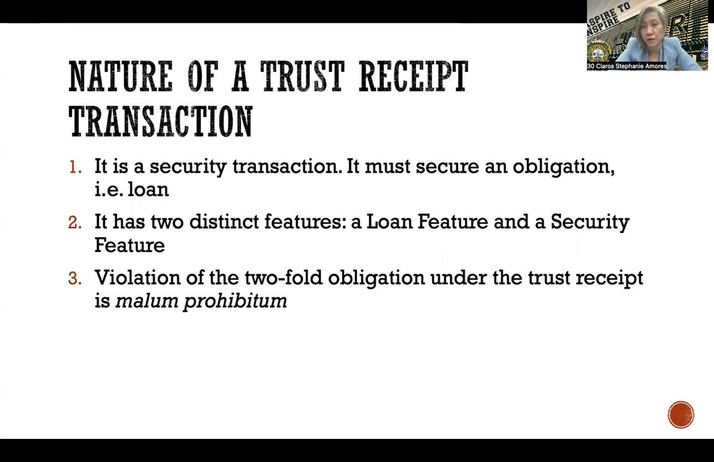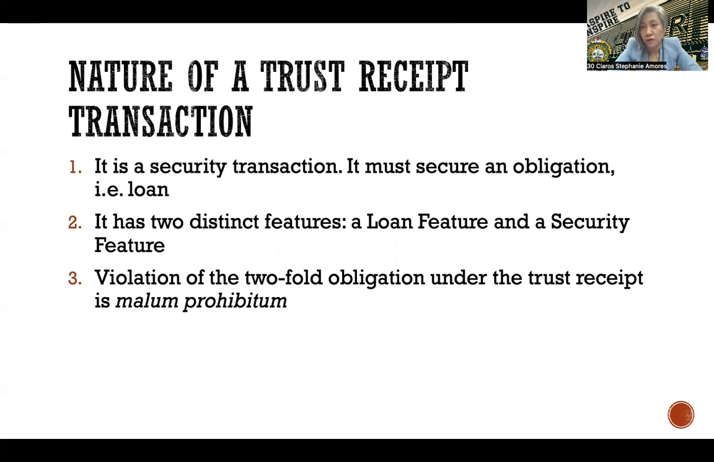So the nature, therefore, of a trust receipt transaction is that it is a security transaction. It secures an underlying obligation like a loan. And it has two distinct features. One is the loan feature and the other is the security feature.